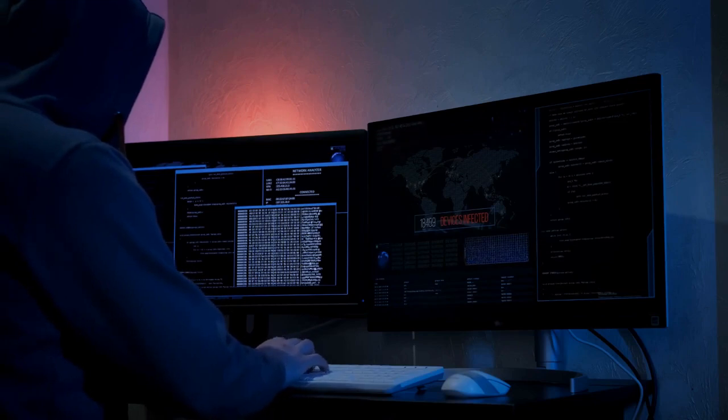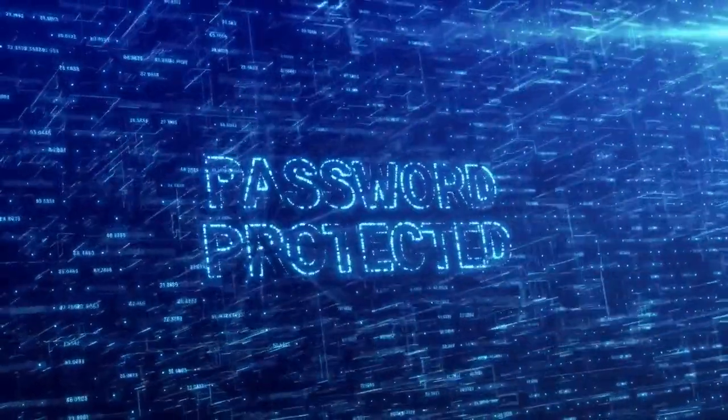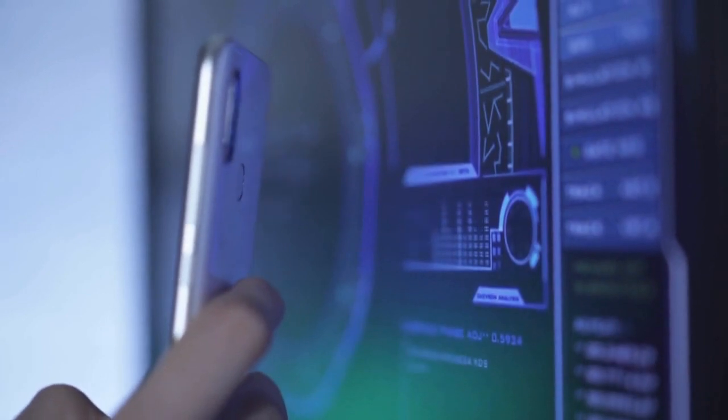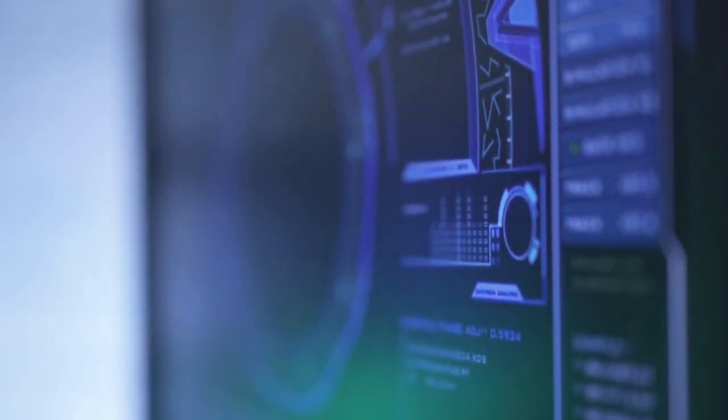vigilance remains paramount. In conclusion, while linked accounts offer convenience, they demand a heightened awareness of security and privacy. By employing email and phone techniques to discover connections and taking steps to protect them, we can navigate the online world with greater confidence and control.